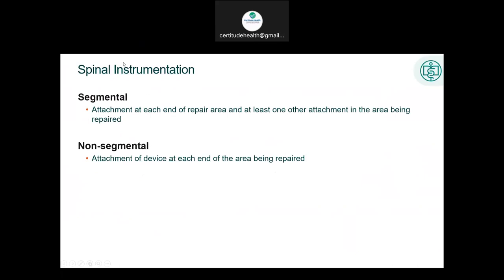Spinal instrumentation. If they have to insert some type of instrument or device, a plate, a screw, a rod, it is going to be either segmental or non-segmental. Segmental means attachment at each end of the repair and at least one other attachment in the area being repaired. Non-segmental means attachment of the device at each end of the area being repaired.